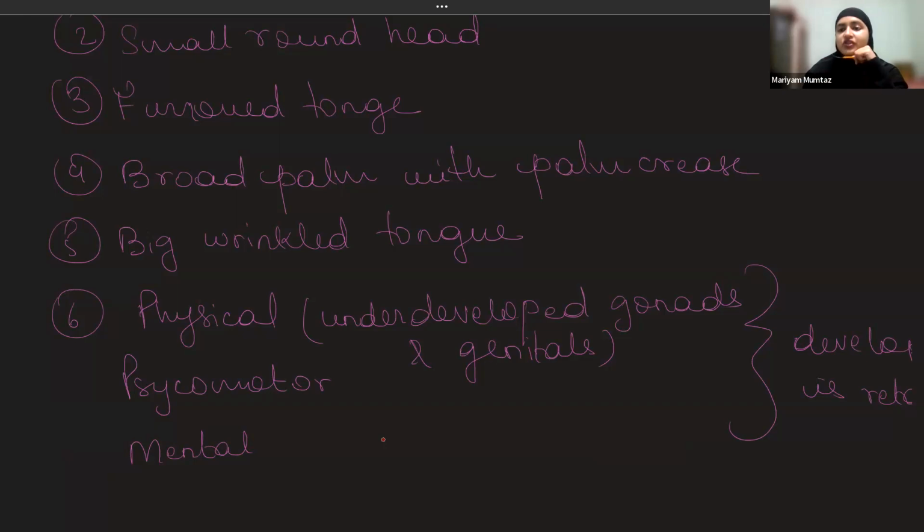As far as the physical development goes, they have underdeveloped gonads and genitals. Even after reaching the age of maturity, children that have Down syndrome have underdeveloped gonads and genitals. Okay, so these are the features. Now you might have noticed that in your NCERT book, a diagram of a child with all these symptoms and characteristics is given. Just check it out once. See, it's there in your book, the picture of a baby with labeled palm crease, furrowed tongue.